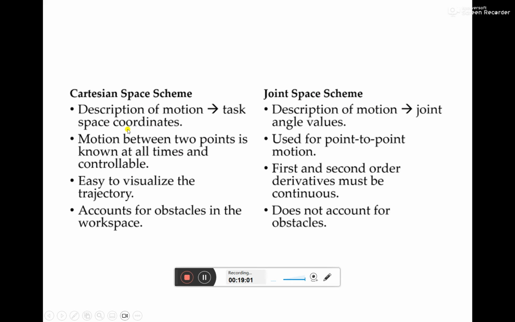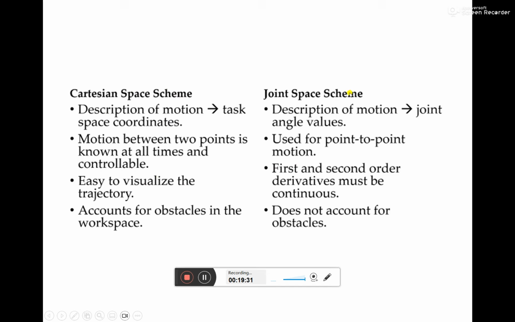Especially in the Cartesian space, we are using the space coordinates. That's why the motion between two points is always known at all times and controllable. It is used for point to point types of motions. The joint space scheme is used for point to point motion, and the Cartesian space scheme is very easy to visualize the trajectory.